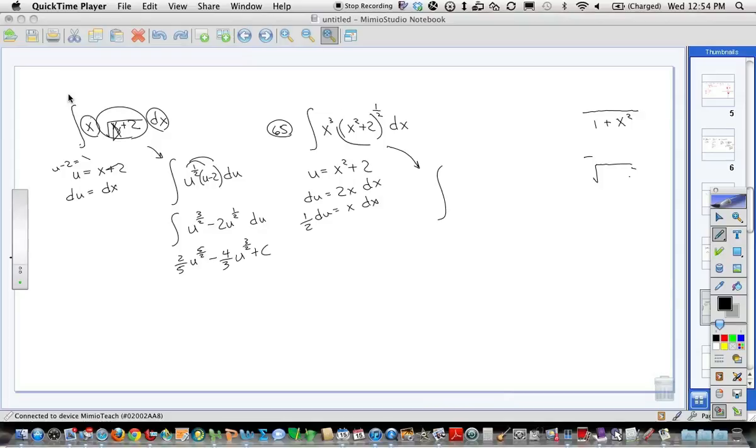And this subs out easily enough. That's u to the 1/2. Now here's the problem. We don't have an x dx. Zach? Can't you split up the x cubed so it's x squared and x? Exactly. Did we talk about that yesterday?